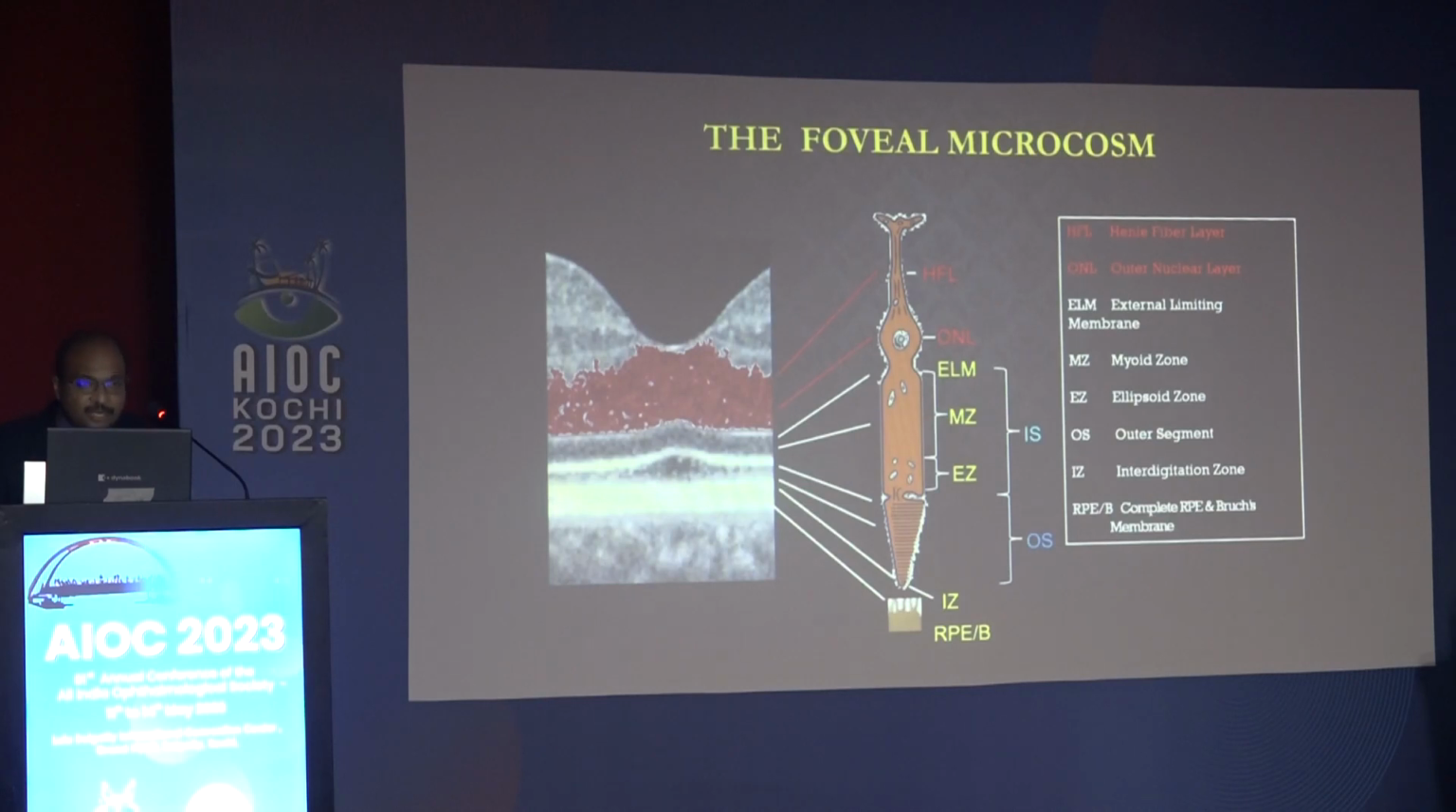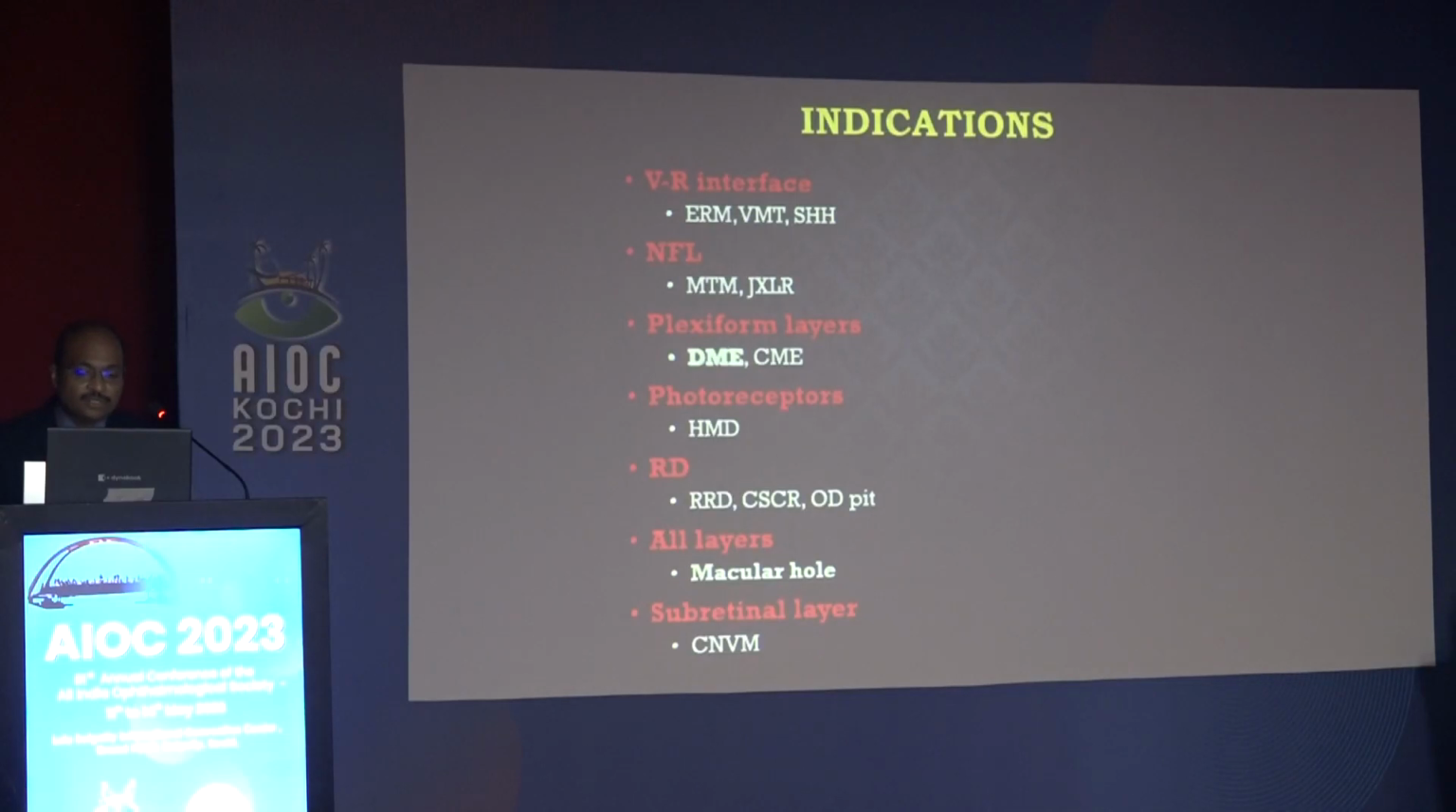This is the area that you need to look at to see if patients are losing vision early. So indications can be classified into the vitreoretinal interface, coming from top to bottom, where you can get pathologies like ERMs, vitreomacular traction, and subhyaloid hemorrhage, and we'll see examples of these.